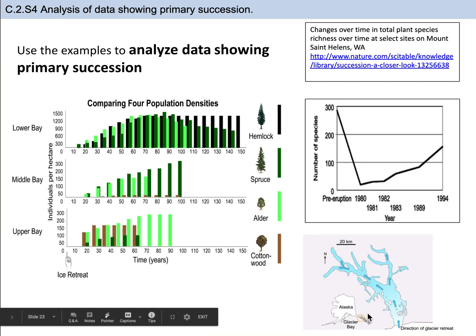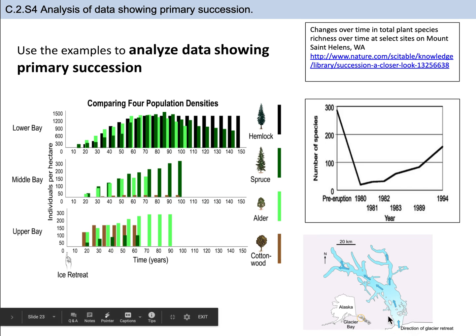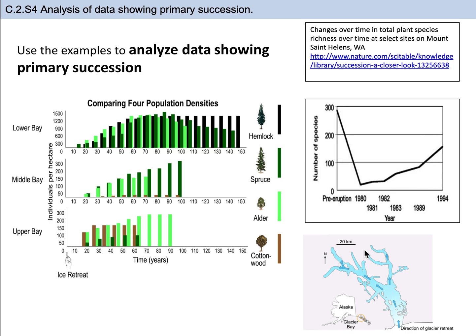This is in Alaska, and it's after a glacier is retreating. So it's talking about the lower bay, the middle bay, and the upper bay. So this would be the upper bay, the middle bay, and the lower bay. And these are species of trees around the edges. And what they noticed is as the glacier retreated and the water was starting to form, the species that are in the upper bay, which is still closer to the ice region, you can see it started off with more of the cottonwood trees and a little bit more of this spruce tree, and then also the adler.